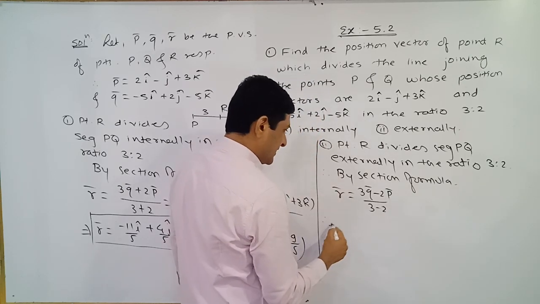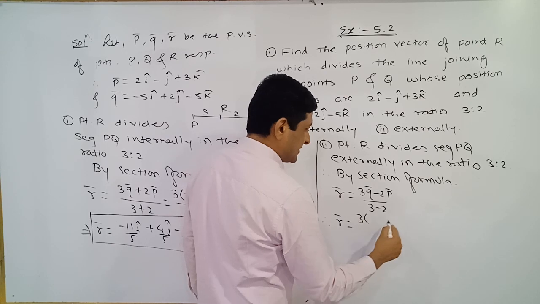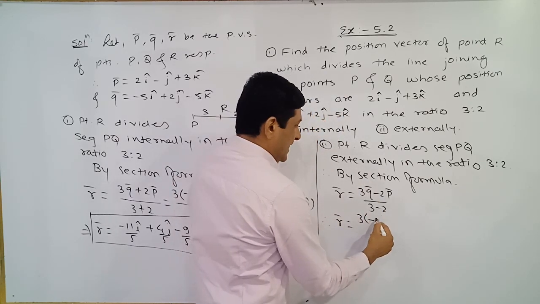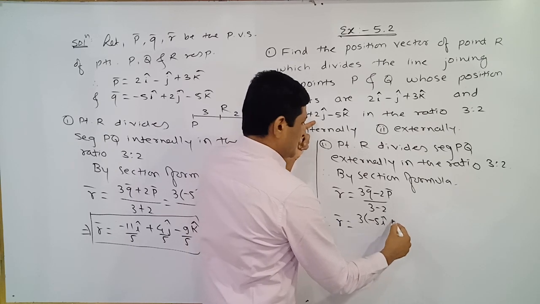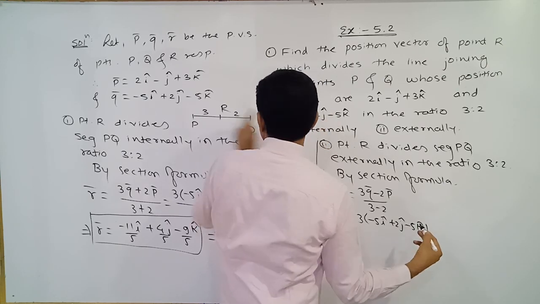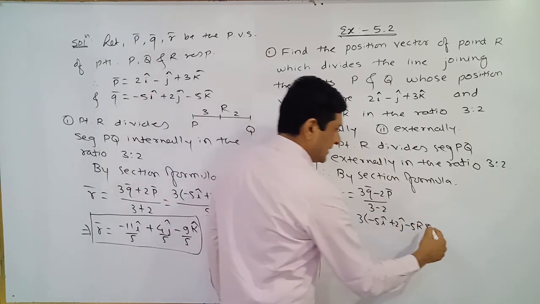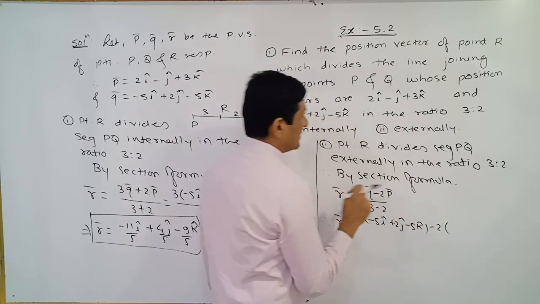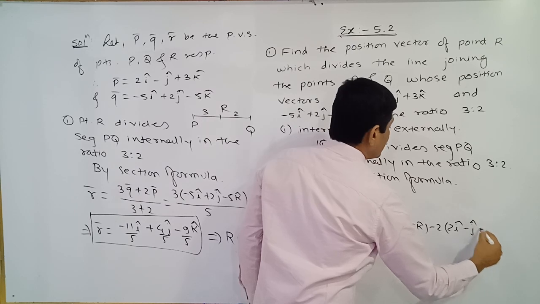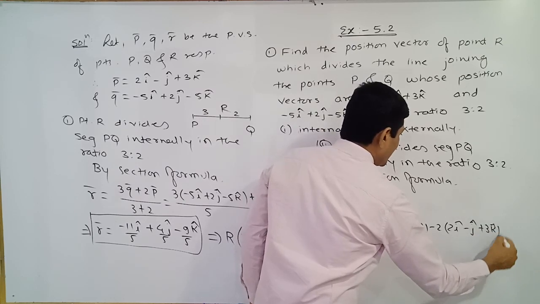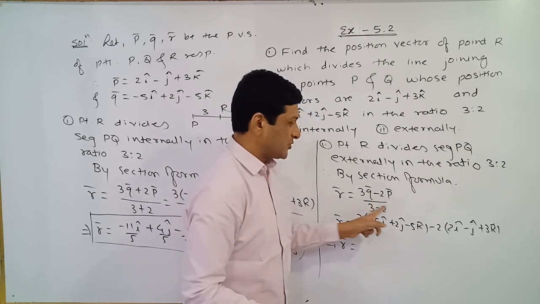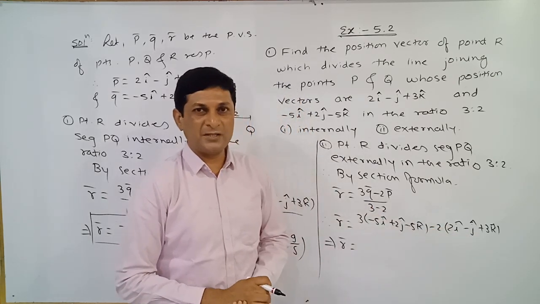So therefore R bar will be equal to 3, keep it as it is, substitute the value of Q bar. So this is the value of Q bar, that is minus 5 i cap plus 2 j cap minus 5 k cap. Already we have written these values, and minus 2 into P bar. So this is the value of P bar, that is 2i minus j plus 3k. And in the denominator, what are we getting here? 3 minus 2 is equal to 1. So it is not necessary to write 1 in the denominator.